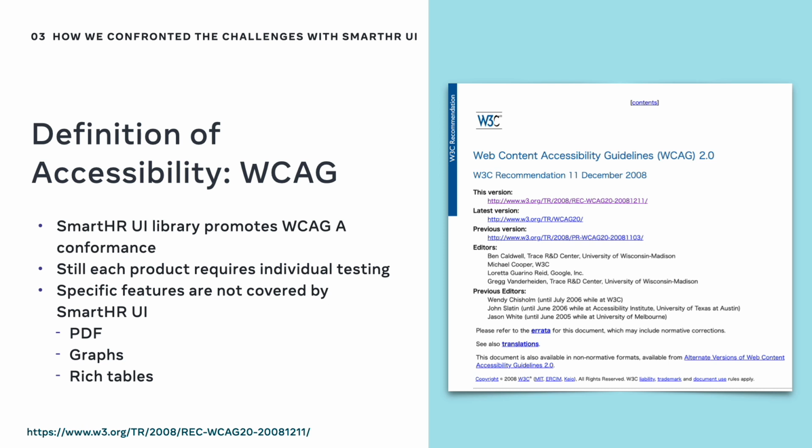Even though we are still in progress, the SmartHR UI library promotes WCAG Level A conformance for accessibility and is tested for it. So products that use this library will automatically improve their accessibility quality. However, there are still some issues to be addressed. Each product requires individual testing, and also each add-on application has its own domain-related features, such as graphs, tables, PDFs, etc. And it is difficult to make those components accessible.